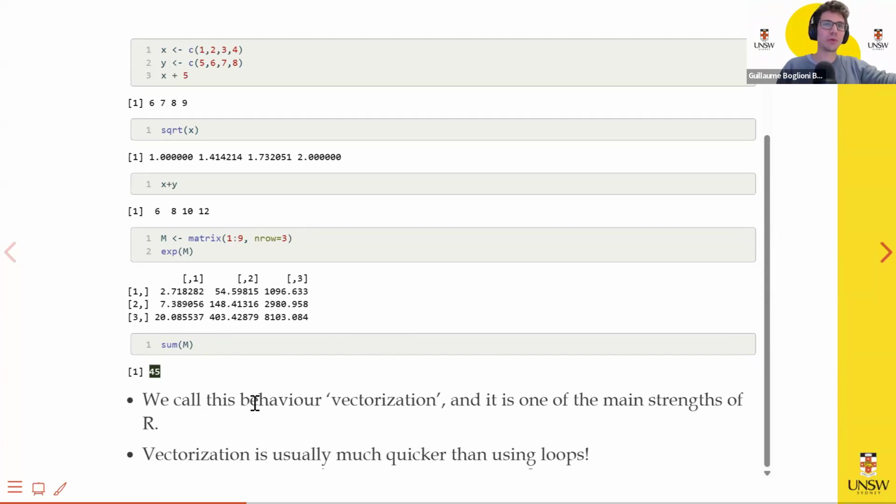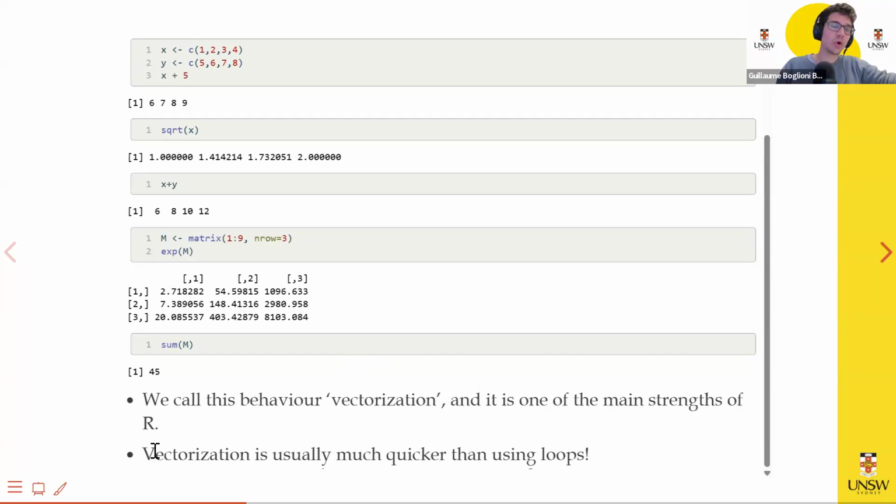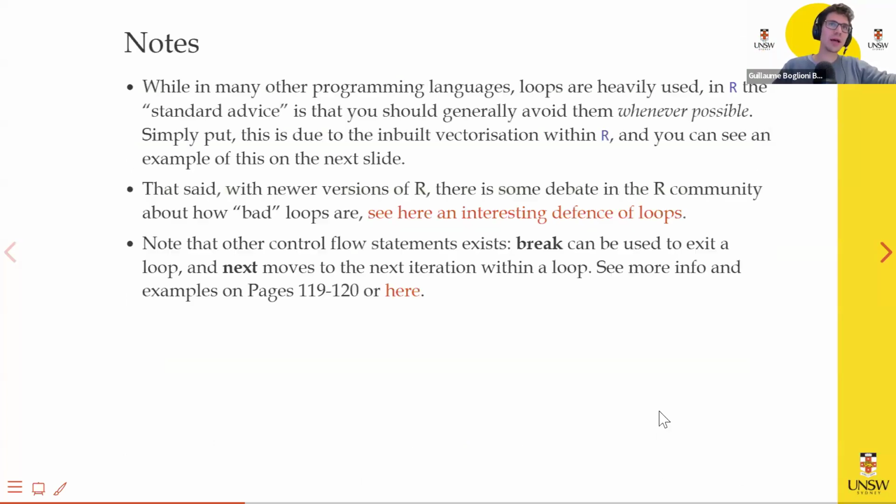So we call this behavior vectorization, and it's one of the main strengths of R because it makes the syntax quite compact and elegant, if I can say so myself. And also, vectorization is usually quicker than loops. Now, how much quicker can vary, as I said before, there's a bit of a caveat to that. I think newer versions of R are much better in terms of speed of loops.